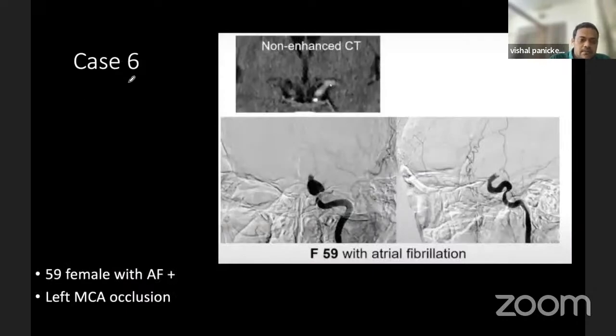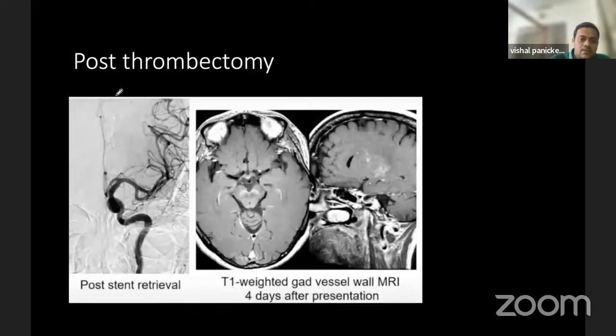And this is the last case. A 59-year-old female with atrial fibrillation came with a left MCA tertiary occlusion. This is a non-enhanced CT showing thrombus. She underwent angio, which showed left MCA occlusion. She underwent thrombectomy. Following the thrombectomy, the circulation became normal, and she underwent vessel wall imaging.